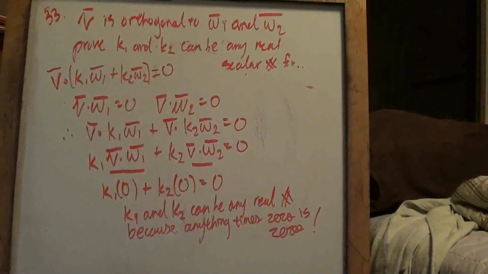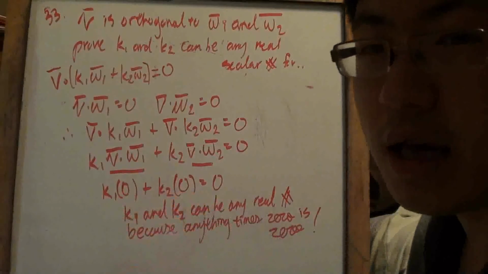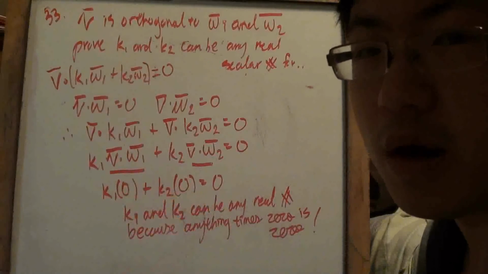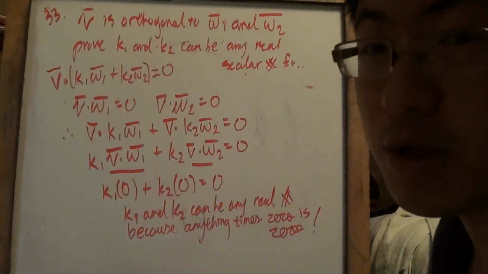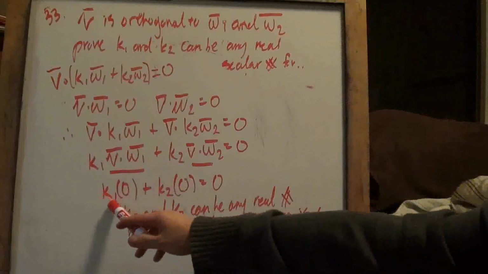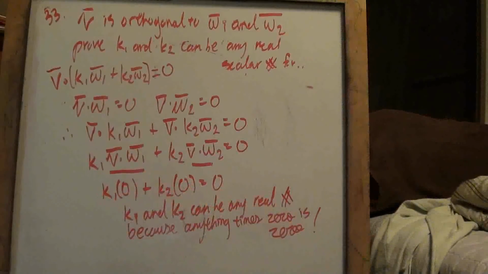So that's why there's very little restriction. The only restriction I can think of is if k is an undefined or unreal number, like something over 0. But apart from that, everything should work, because 0 times anything is 0. So that wraps up 3.3.